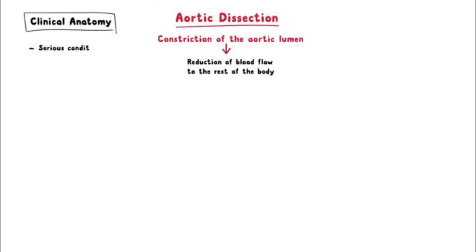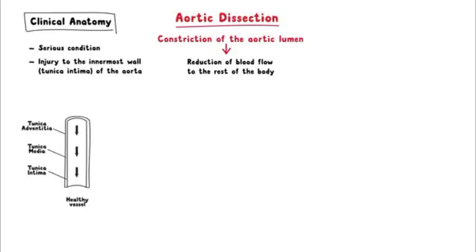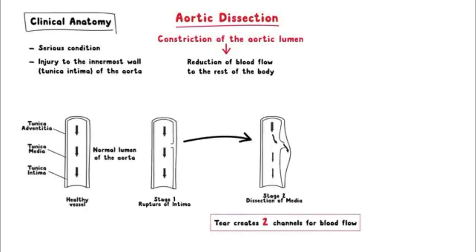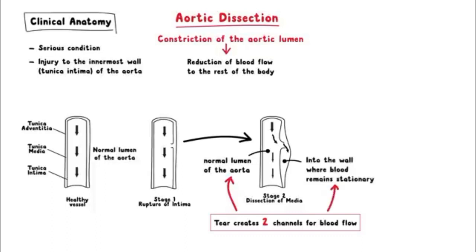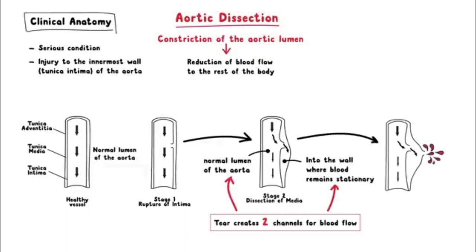Some clinical anatomy, aortic dissection. An aortic dissection is a serious condition which occurs when there is injury in the innermost wall, known as the tunica intima of the aorta. This tear creates 2 channels for blood flow. The first is the normal lumen of the aorta, and the other is into the wall where blood remains stationary. And you can imagine the blood that remains in the wall can result in constriction of the aortic lumen, leading to a reduction of blood flow to the rest of the body.